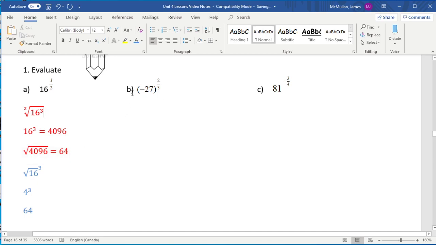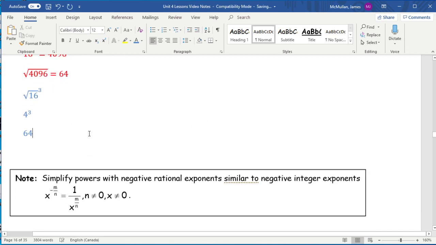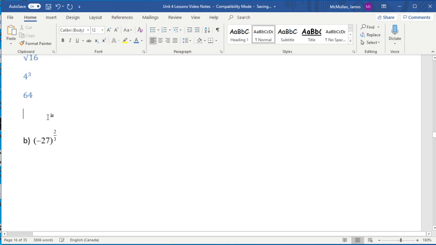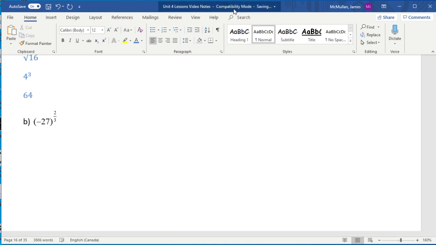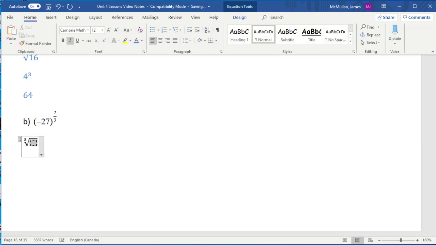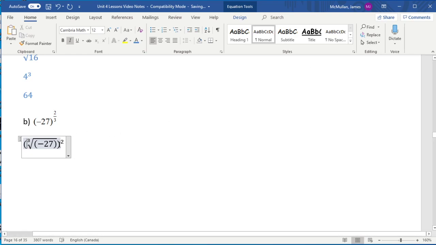Okay? Let's look at question B and C here. So for B, we're supposed to take negative 27, find its cube root. So I'm going to get in the habit of doing the root part first. So let's do the cube root of negative 27, and then I'm going to square the answer. So maybe I'll just put this in brackets to make it a little easier to understand. So I'm going to do the cube root first, square the answer.